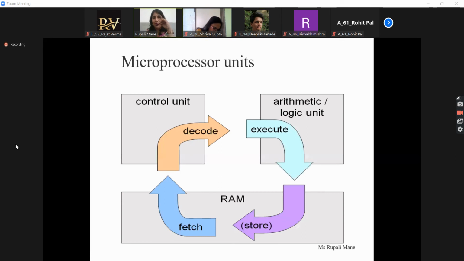Yeah. Okay. So now you can see here, it has different functions. The first is the fetch, the second one is decode, and the third one is execute. The first one is store, fetch, decode, and execute. So these are the functions, or these are the units who are performing these functions.